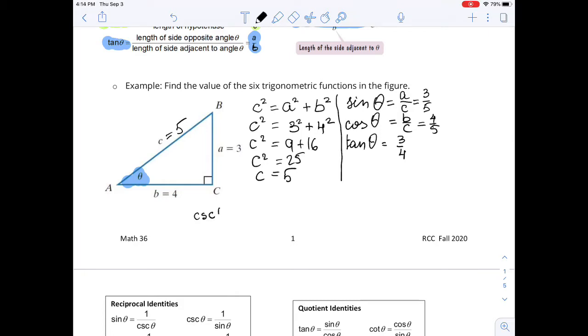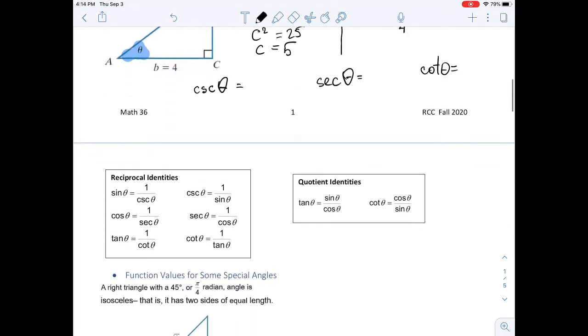Cosecant theta, secant theta, and cotangent theta. Let's jump to the next page.